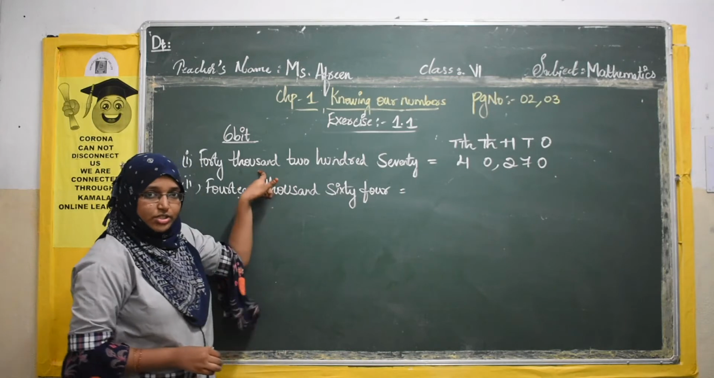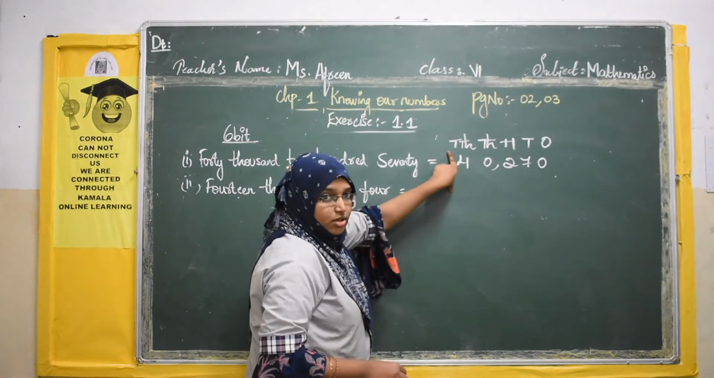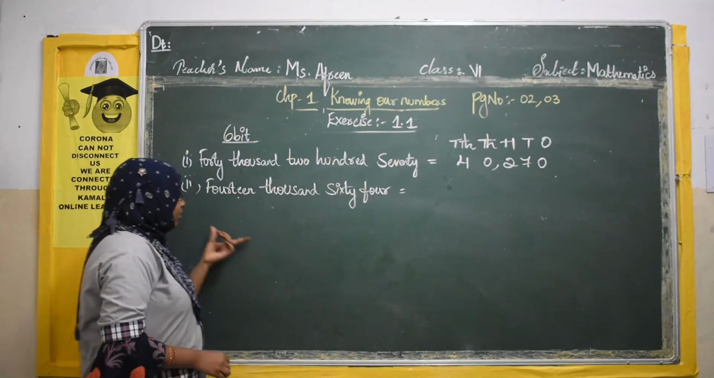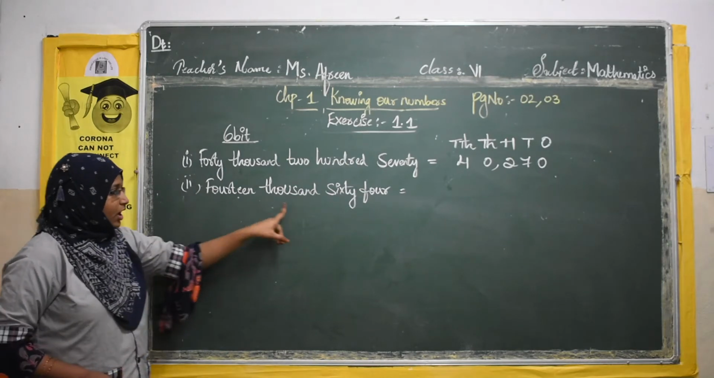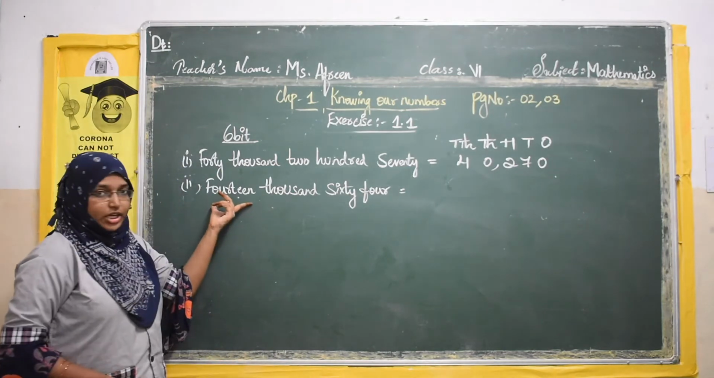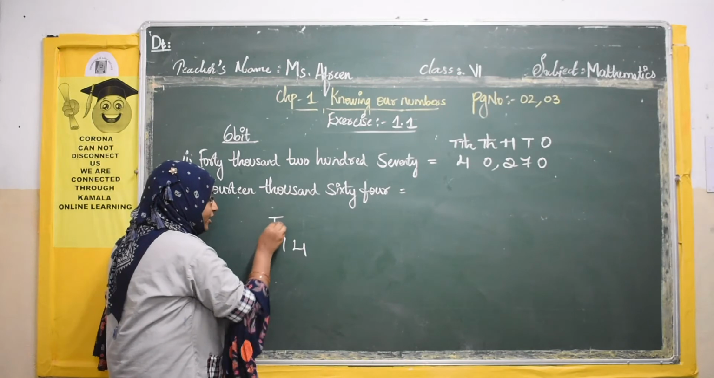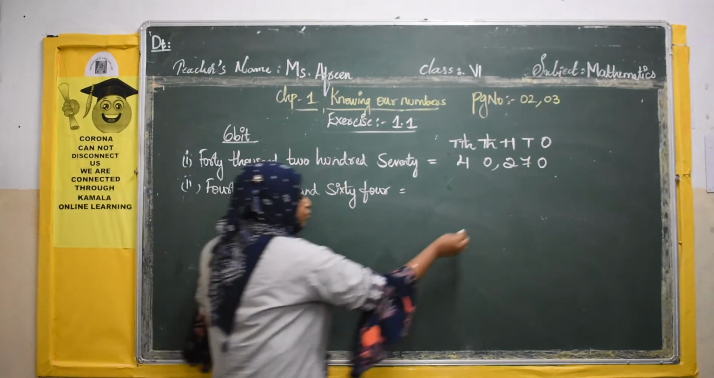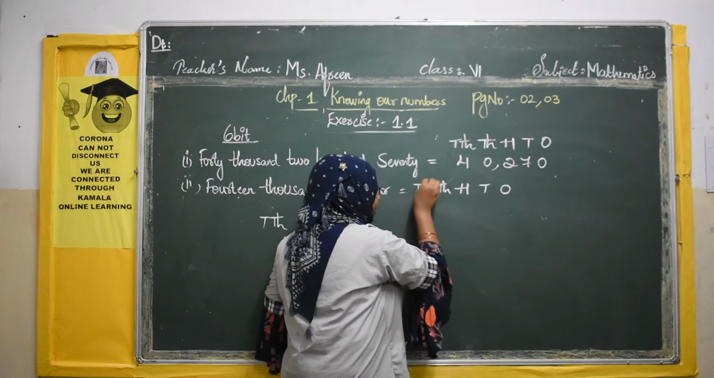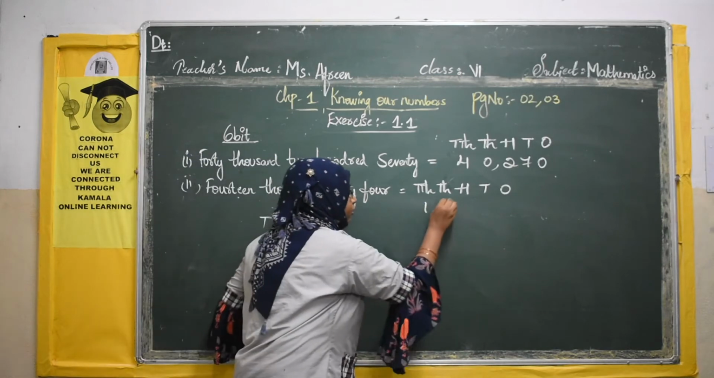40,000. First we will check which is the highest place, and we have written till ten thousands. Right? Then we will place the digits. 40,270. Now moving on to the next. 14,000 64. Here also 14,000 is given, right? So again we will write till ten thousands. So first write ones, tens, hundreds, thousands and ten thousands. So as it said, it is 14,000.